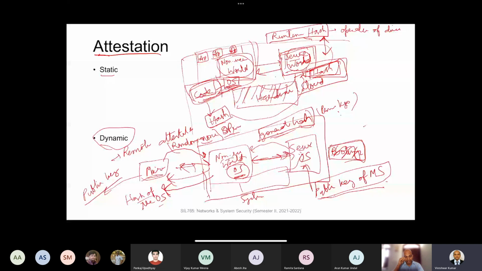This is the hash that I could expect, and it always adds that nonce in order to make sure that the non-secure world does not just replay a previously calculated hash value. In order to prevent that replay attack, it adds the nonce value. So this is what happens.